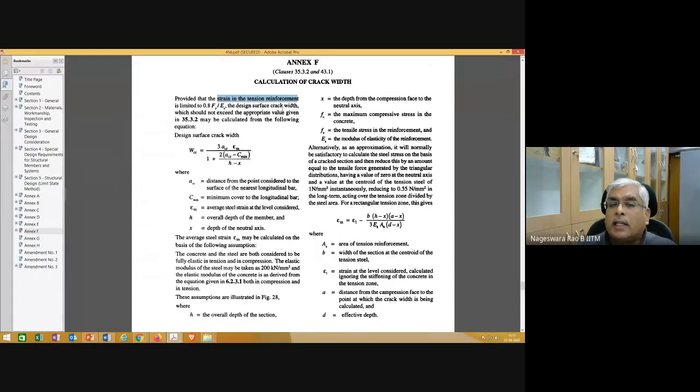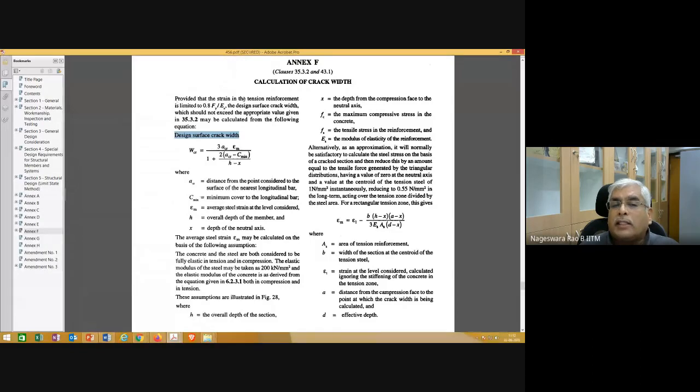The design crack width should not exceed the appropriate value given, means the crack width calculations are given, and we'll see what is that code prescribed crack width, okay? And so you can calculate the exact value based on this procedure, you can calculate crack width, what is its value, and compare with the codal value, okay?